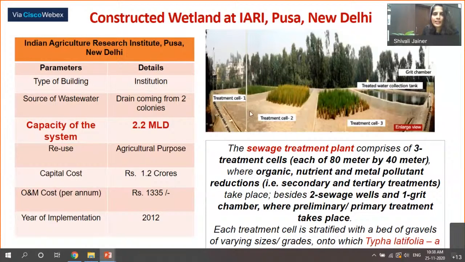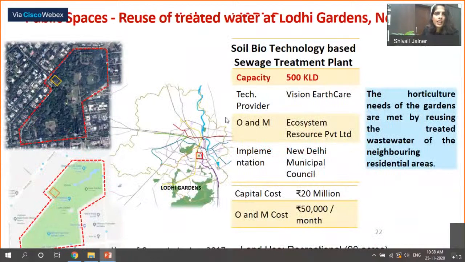Although it seems that it's an institutional level implementation, here the wastewater from two colonies has been taken into account, and it is being treated by a totally natural system. Replacement of a sewage treatment plant by using wetlands, plants and pebbles, and the system is being implemented and used. All that water is being used in the campus of Pusa, which is an agricultural campus in India.